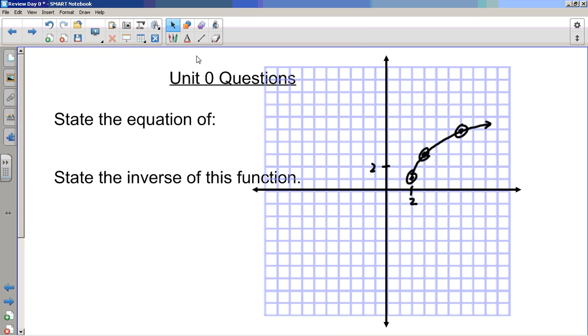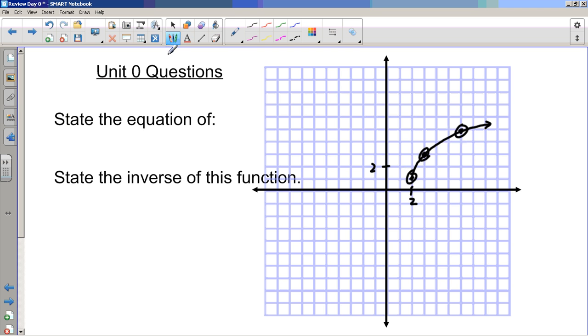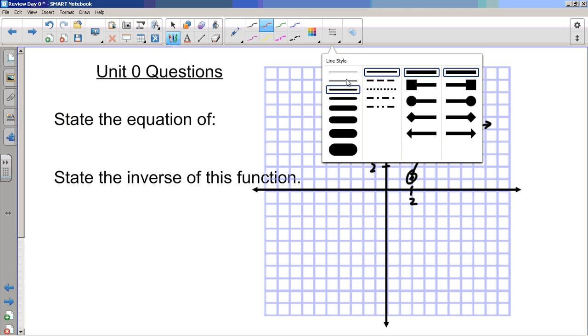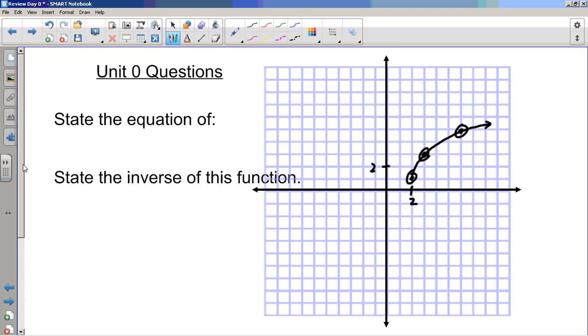So some unit 0 questions. State the equation of this graph. So what's the basic shape? Well, the basic graph looks like half a sideways parabola, right? So the basic graph is y equals the square root of x, but y equals the square root of x would normally be here, right? And you don't have to goof up here. That's the normal half a sideways parabola.